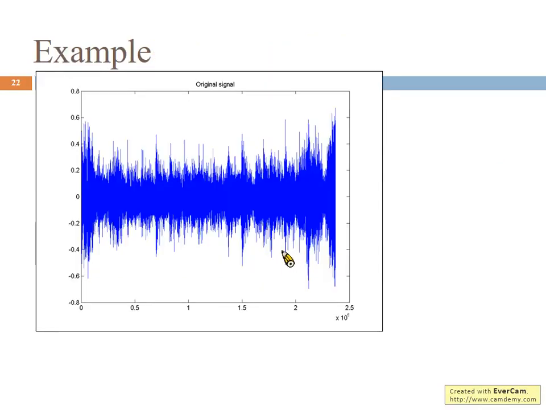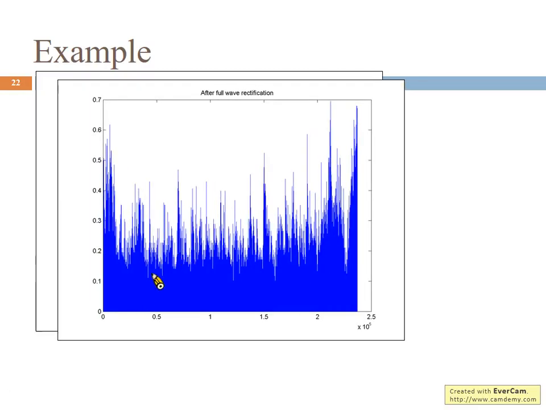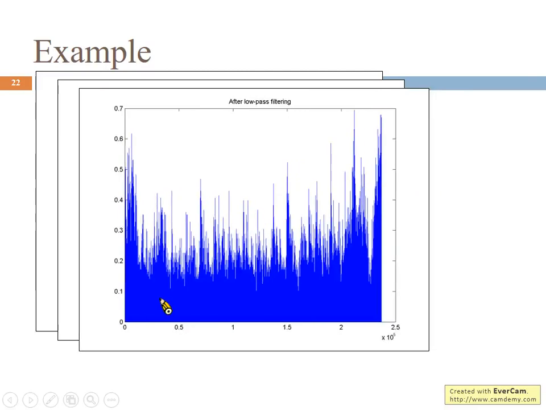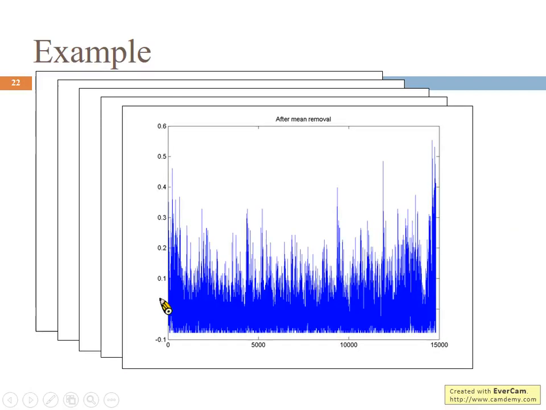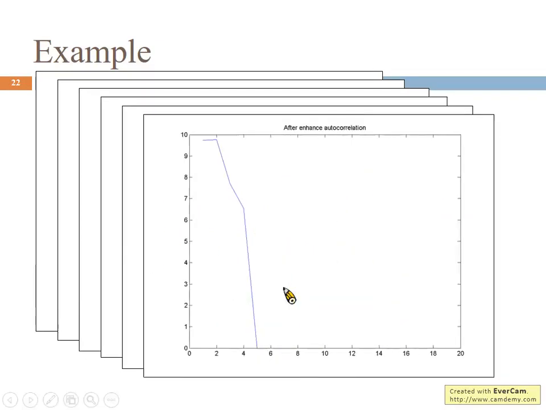So here is an example of how we extract the envelope. This is the original sound wave. First we do full wave rectification, therefore we make all sample values positive. And then we do low pass filtering, so we do some smoothing. And then we do subsampling and mean removal. Based on such a signal, we calculate the autocorrelation, and this is the autocorrelation figure. The x-axis means different k, and the y-axis means the autocorrelation value.